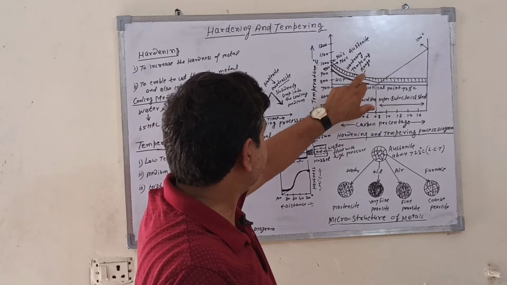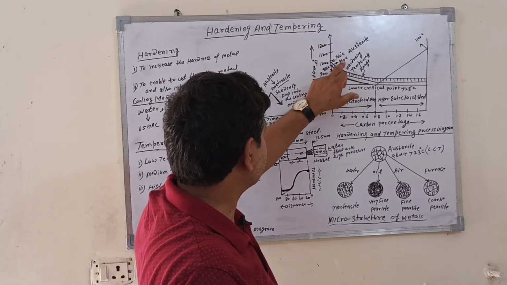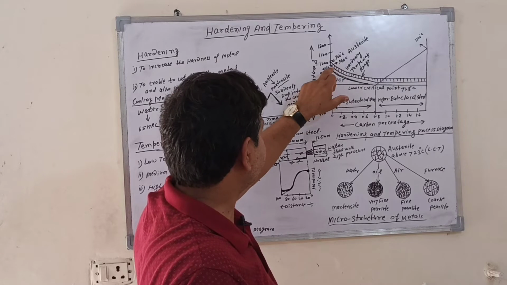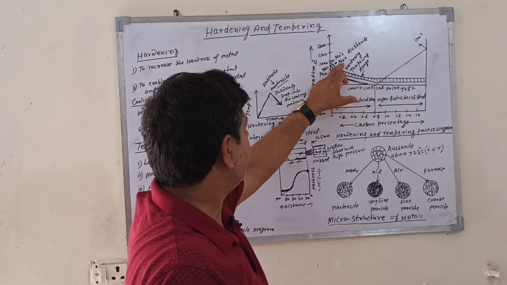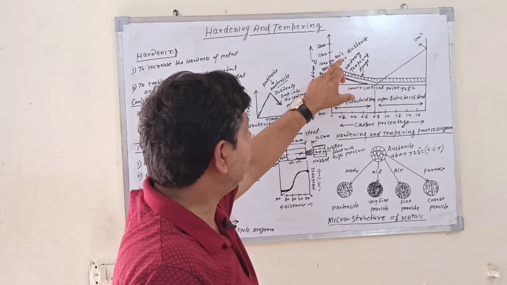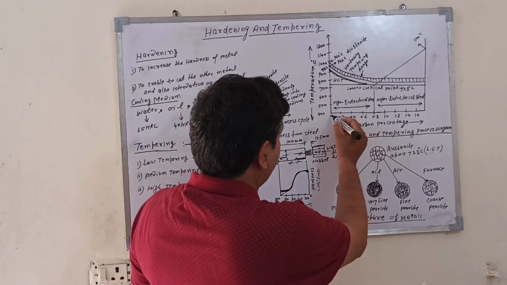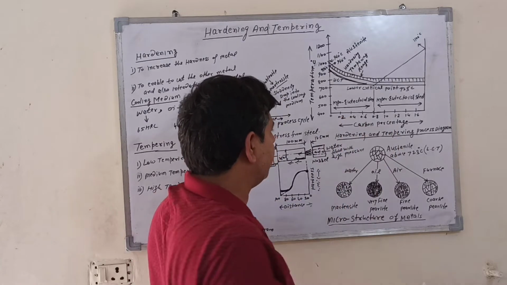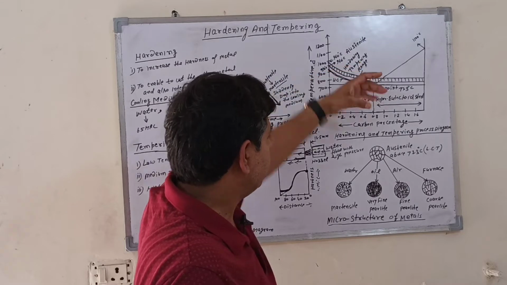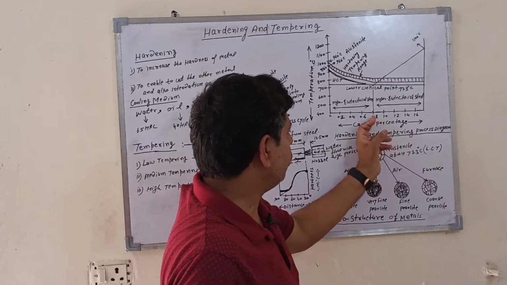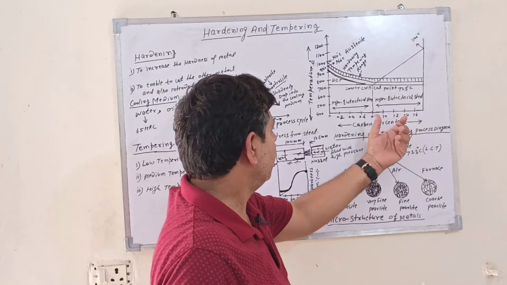The metal is heated above the upper critical temperature. How much? 910 plus 30 is 940, 910 plus 50 is 960. It means that the metal is heated in this range, 940 to 960 degrees Celsius. From 0 up to 0.8% carbon, this area is called hypoeutectoid steel. Above 0.8% carbon, this area is called hypereutectoid steel.